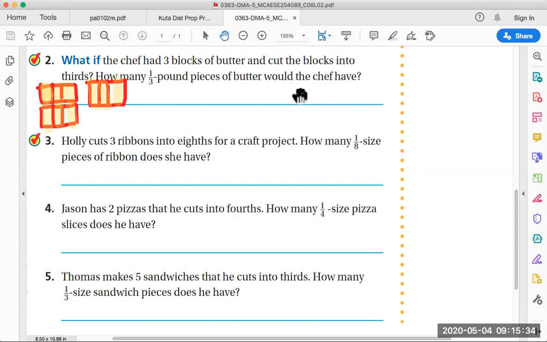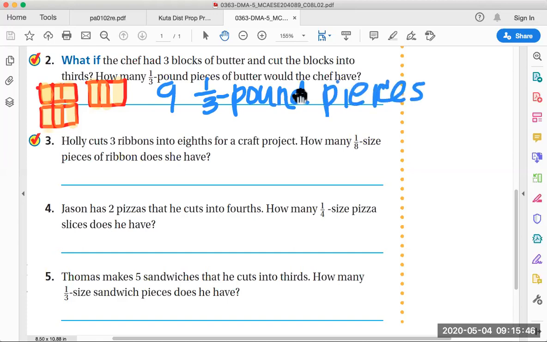So the complete answer would be 9 1/3-pound pieces. Now I want you to notice the way that I've written this. This 1/3-pound, it has a hyphen in it because it is the unit of measure. It is not part of the computation answer. It is actually the unit of measure.